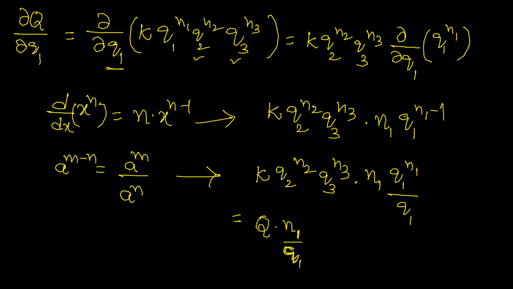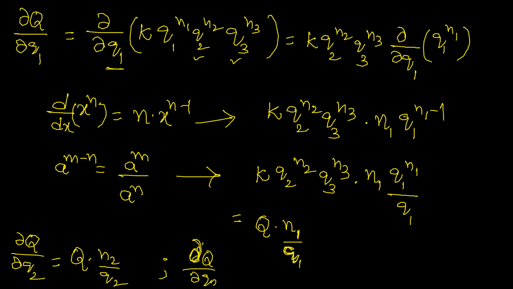Similarly, for dou Q by dou q2, you will get Q times n2 by q2. For dou Q by dou q3, you will get Q times n3 by q3. You can try that by using a similar methodology. If you don't get it, please comment. I'll give the detailed solution further.